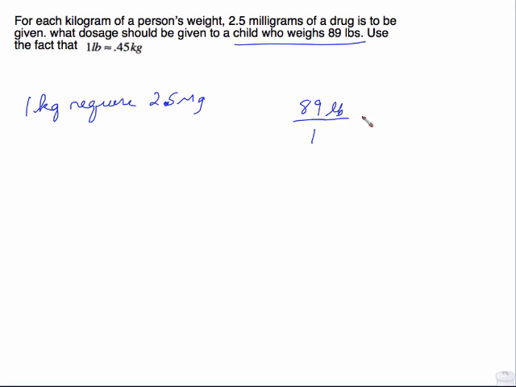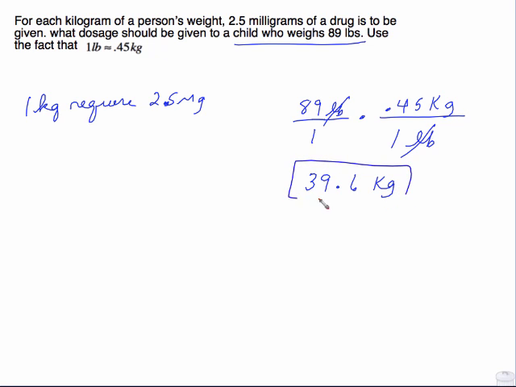So 89 pounds over 1, we have pound, 1 pound is equal to 0.45 kilograms. Now the problem gave us use that fact, but if they didn't give it to us, we'd have to go through the charts till we found a line that equated pounds and kilograms. Here the pounds are going to disappear. Multiply 89 times 0.45 is 39.6 kilograms. Now that's how much the kid weighs.